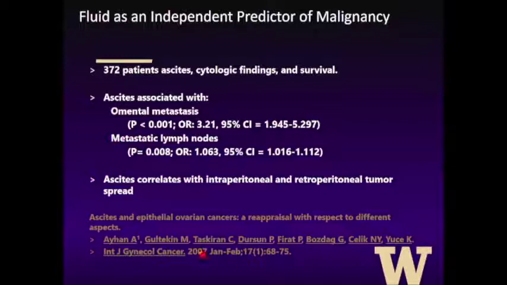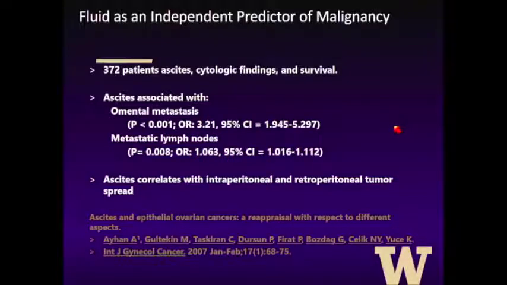And so this paper from 2007, 372 patients with ascites specifically had cytological studies, and their survival was evaluated, and it was very clear that ascites is associated with omental metastases and metastatic lymph nodes. Okay, and I think we all know this.